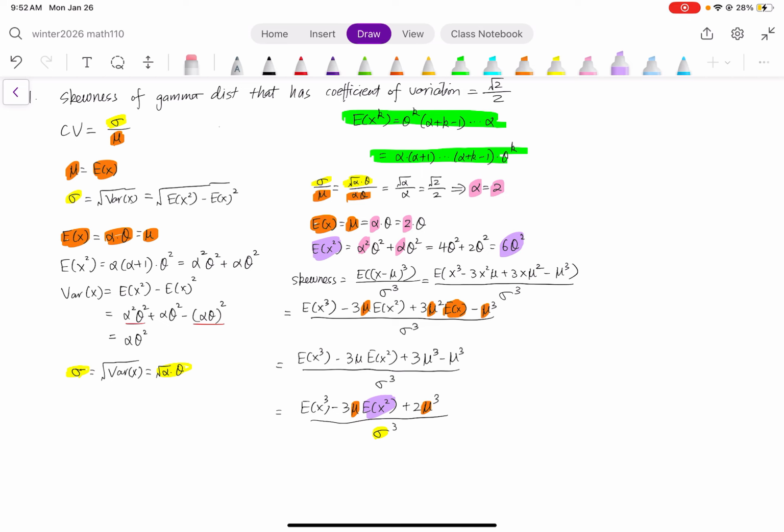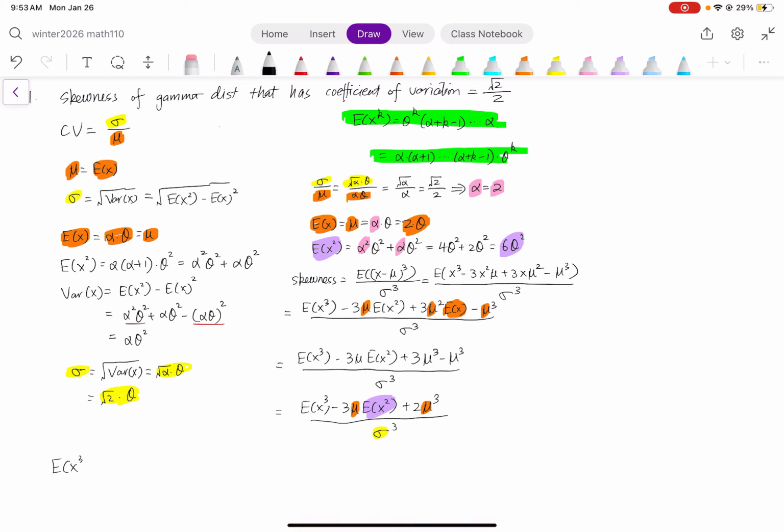Let me do a little bit of extra work. Let me finish the standard deviation, because now we actually know what alpha is. Alpha is 2. So this is square root of 2 times theta. This is our standard deviation. We also have our second moment, and we also have our first moment, which is 2 theta. We just need our third moment. Let's do the work for the third moment.